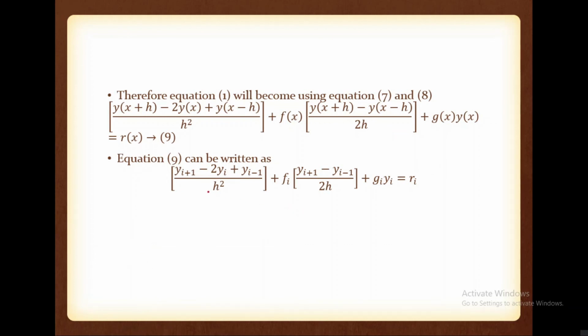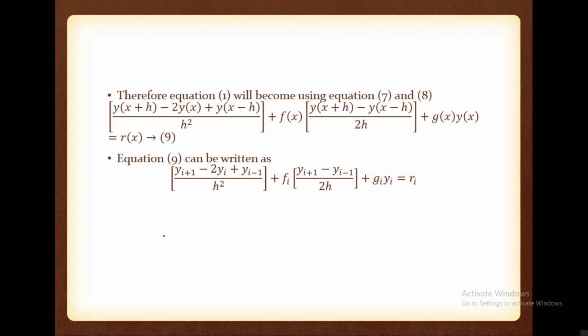Now remove the denominator. To remove the denominator, multiply the entire equation by 2h². Multiply the entire equation by 2h². So here this numerator we have to multiply with 2, and we have to multiply this numerator with h, right? Then we have to multiply this part with 2h² and this one with 2h².